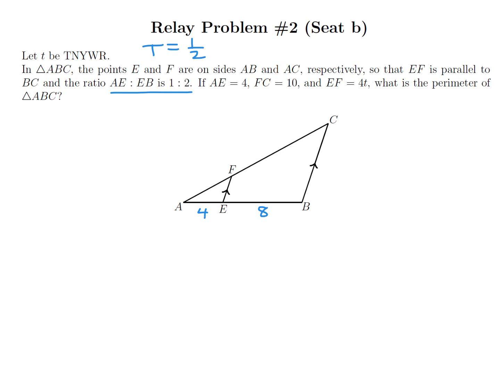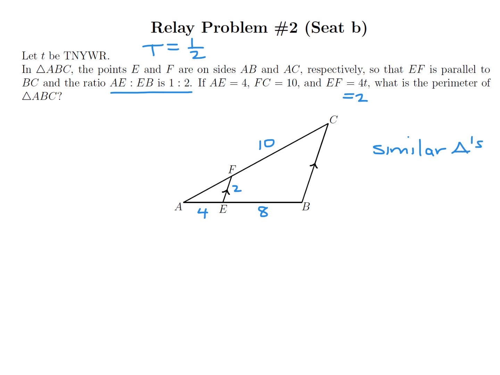And FC is 10, EF is 4T. Well, T is a half, so that means this would be 4 times a half, which is 2. So EF is 2. Okay, so we've got to figure out a few things. I'm going to use similar triangles.